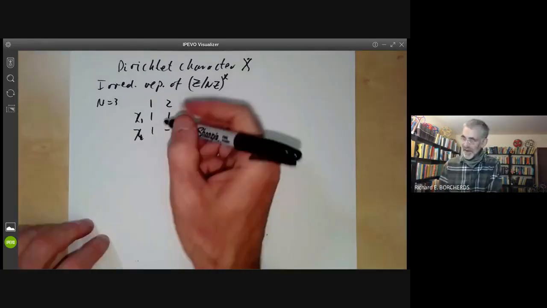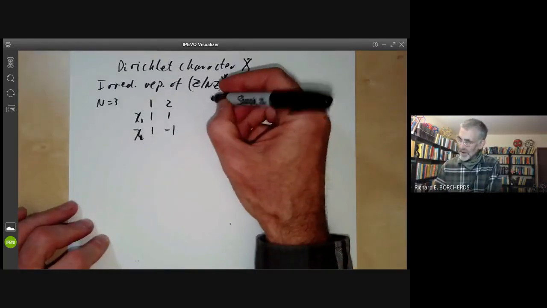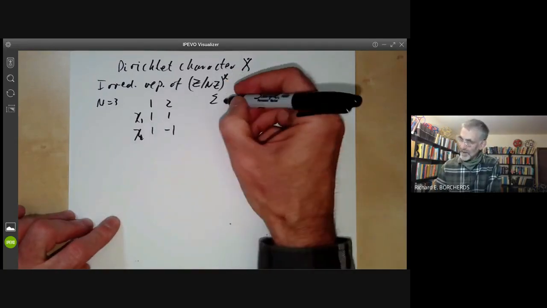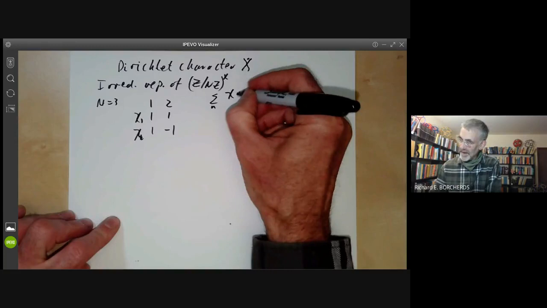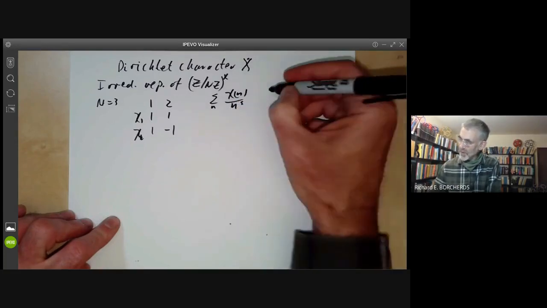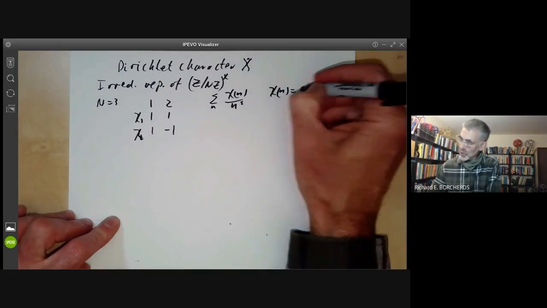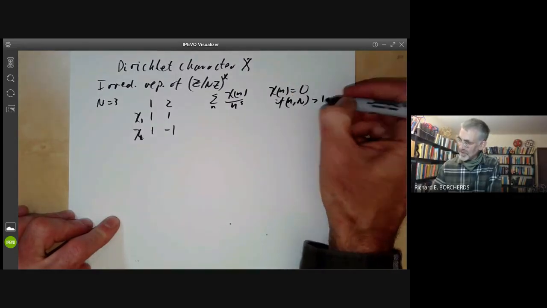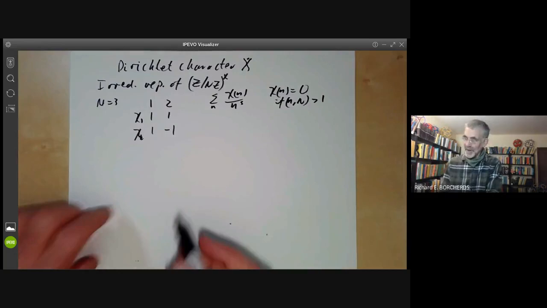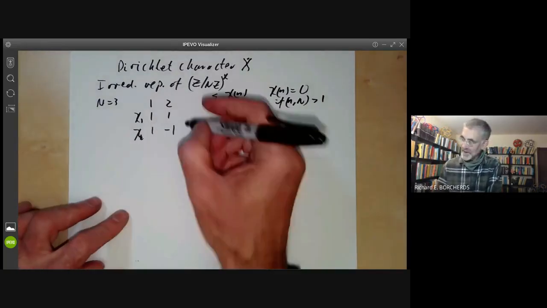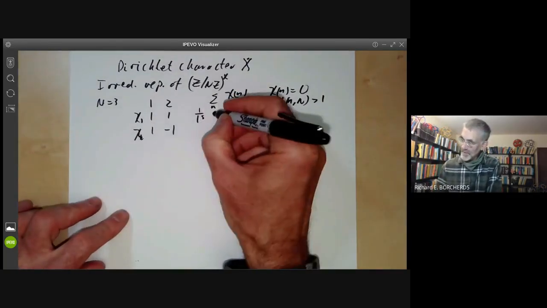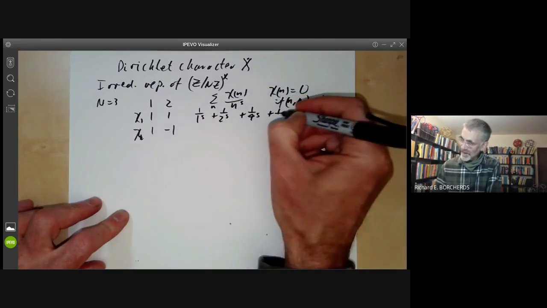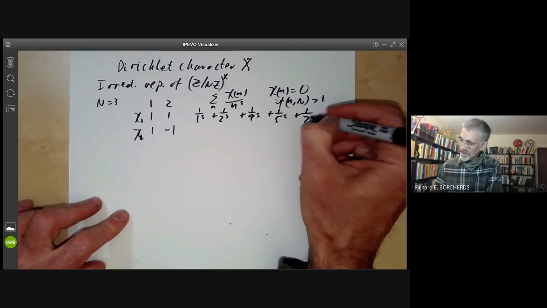And to each Dirichlet character, I'm going to associate an L series. And the L series is going to be the sum over n of chi of n over n to the s, where we put chi of n equals 0 if n is not coprime to capital N. So the Dirichlet series in these two cases are going to be 1 over 1 to the s, plus 1 over 2 to the s, plus 1 over 4 to the s, plus 1 over 5 to the s, plus 1 over 7 to the s, and so on.